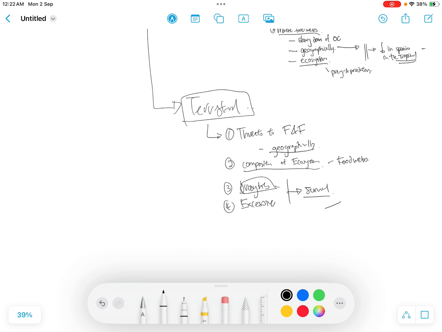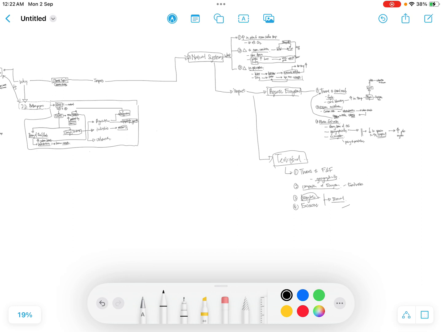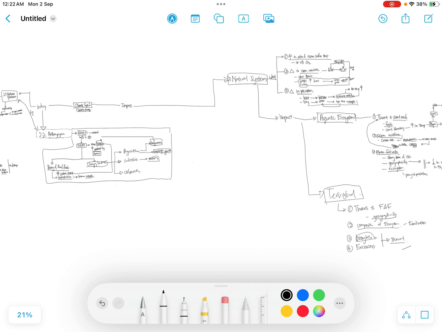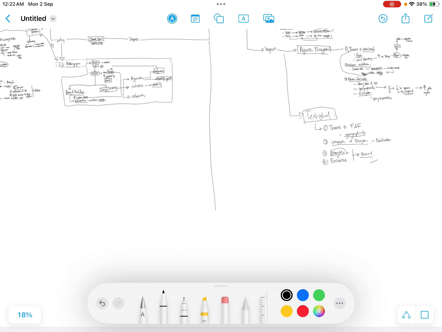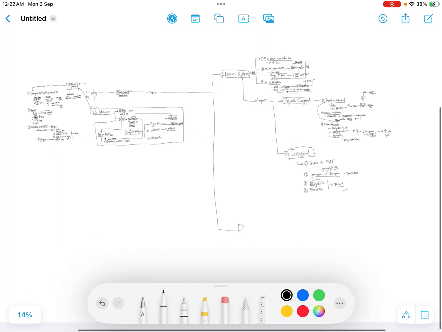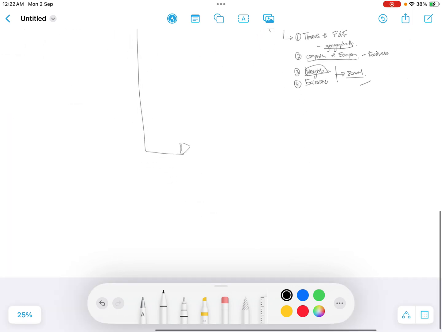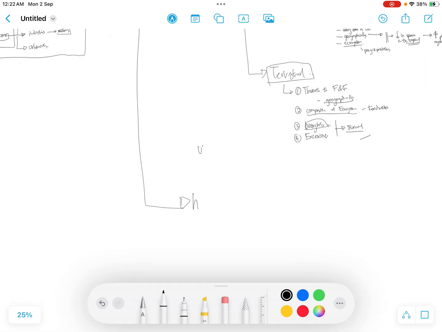Please go and read up on this. Okay, so that is on 2.3. Next, we talked so much about the natural system, right? Now let us go to 2.4. Just now we talked about the natural system. Now we're going to talk about the human system.